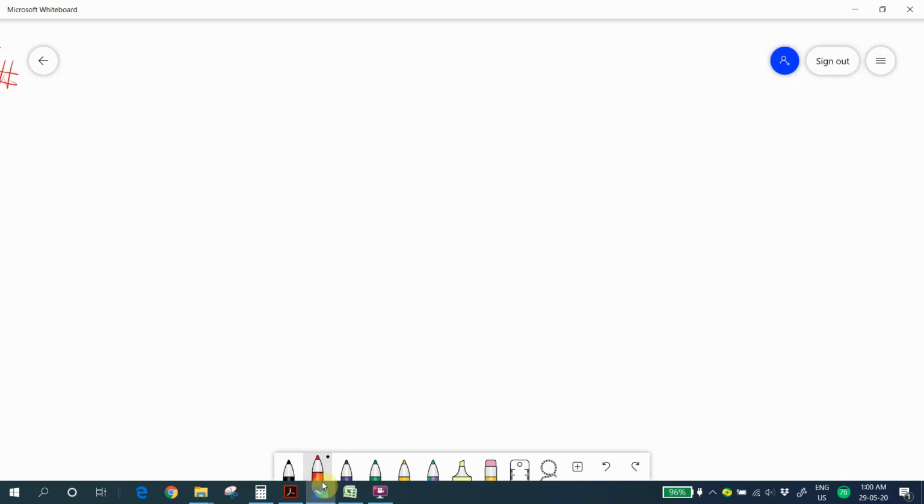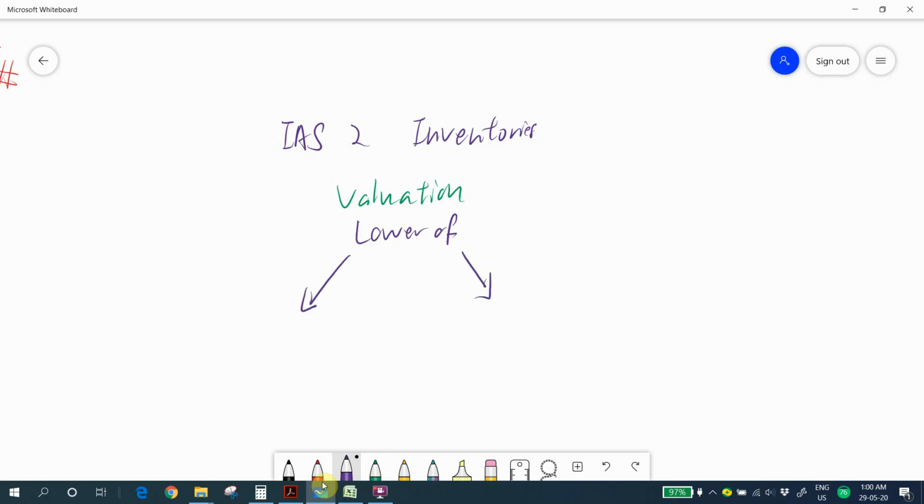So according to IAS 2, this is the accounting standard, International Accounting Standard 2, Inventories. It gives guidance on the valuation. So when you do the valuation of your inventory, you should choose the lower of two items. You should choose the lower of cost or net realizable value.